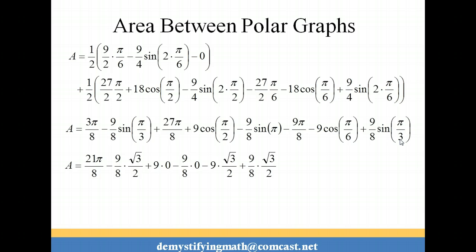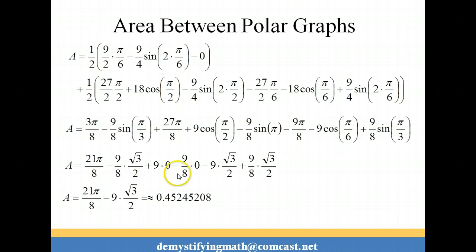Alright, the next step is to go ahead and combine all your pi terms. So we have 3 pi over 8, we have 27 pi over 8, and we have a negative 9 pi over 8, which comes out to 21 pi over 8. For the sine of pi over 3, we get square root of 3 over 2. For the cosine of pi over 2, we get 0. And for the sine of pi, we get 0. Then for the cosine of pi over 6, it's square root of 3 over 2. And the sine of pi over 3 is square root of 3 over 2.